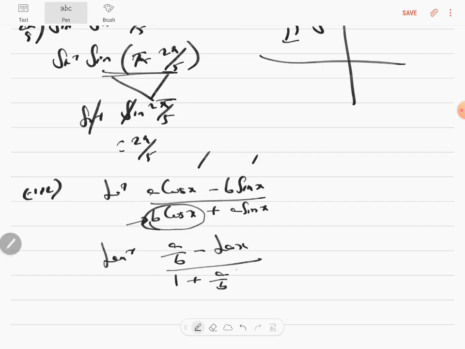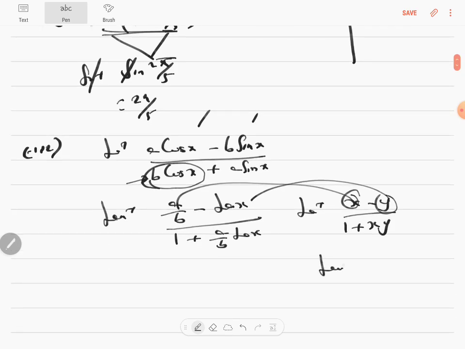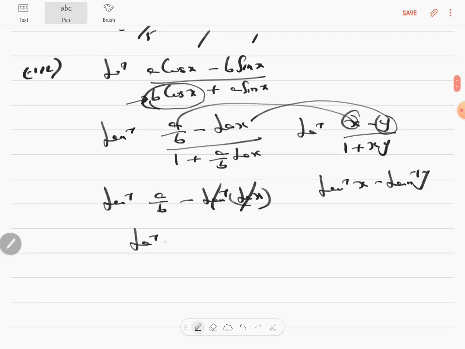plus a by b tan x, which resembles tan inverse of (x minus y) by (1 plus xy), where in the place of x you have a by b, in the place of y you have tan x, which is nothing but tan inverse of x minus tan inverse of y. So substituting, tan inverse of a by b minus tan inverse of tan x, and tan inverse and tan get cancelled, thus the answer is tan inverse of a by b minus x.